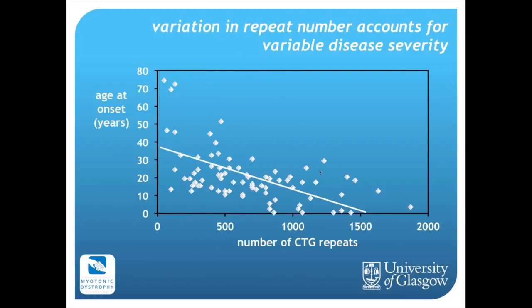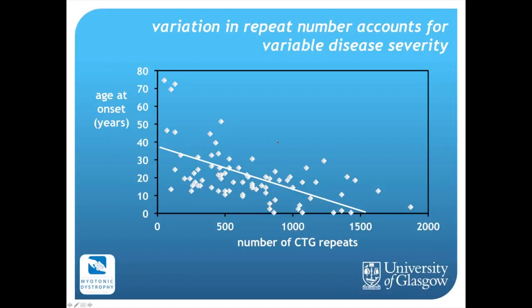So we know that there's a correlation between the number of repeats that an individual has and the severity of the symptoms, and that's illustrated on this graph here, where on the axis along the bottom here we have the number of CTG repeats, and this is the number of CTG repeats that were measured in the diagnostic test. And on the y-axis up here, we have the age of onset of that individual. And this line here represents the correlation, so the association between the number of repeats and the age of onset. And what this shows us is this line goes down here, so the more repeats an individual has, the earlier their age of onset. And that's a very strong correlation here.